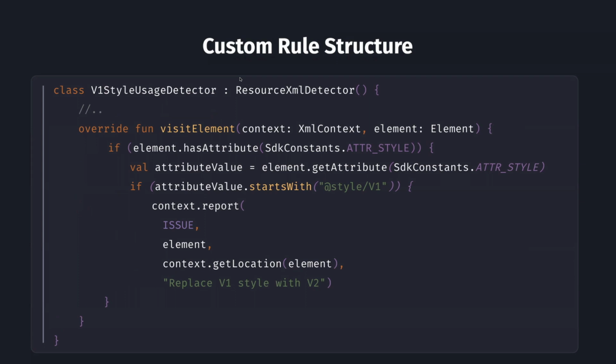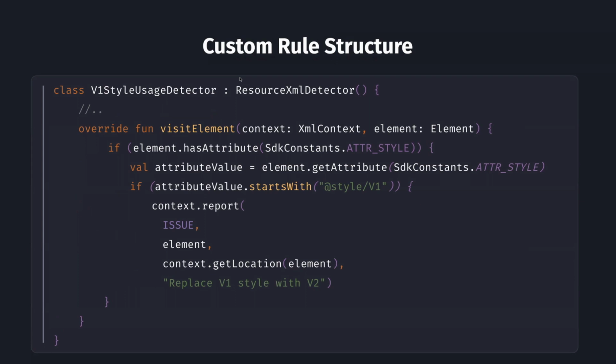Now, the visit element has two parameters, a context and an element. The context gives you information like the file name where the particular issue was found, the line number and the column number, and the element here is the text view. So first we check if the text view has a style applied to it. Then we get the attribute value. We check if the value starts with @style/v1. If that's the case, we report this issue.